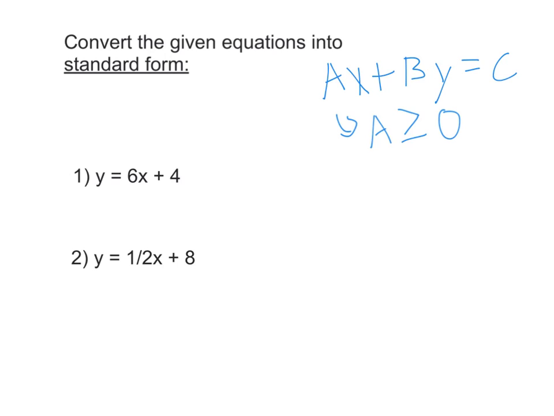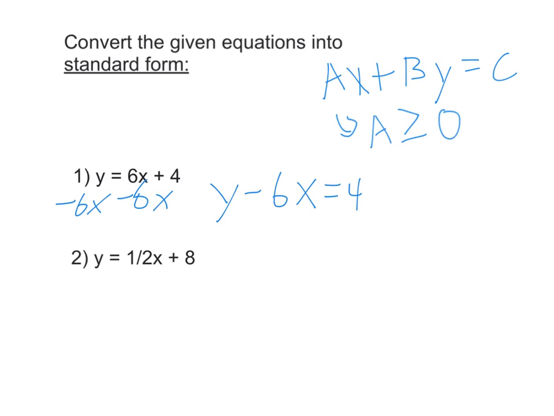So y equals 6x plus 4. So we want to convert that. That's in slope-intercept form. We want to get that into standard form. So in order to do that, we have to get the x and the y on the same side, and then the 4 on the other side. So we're going to subtract 6x from both sides. That'll give us y minus 6x equals 4.